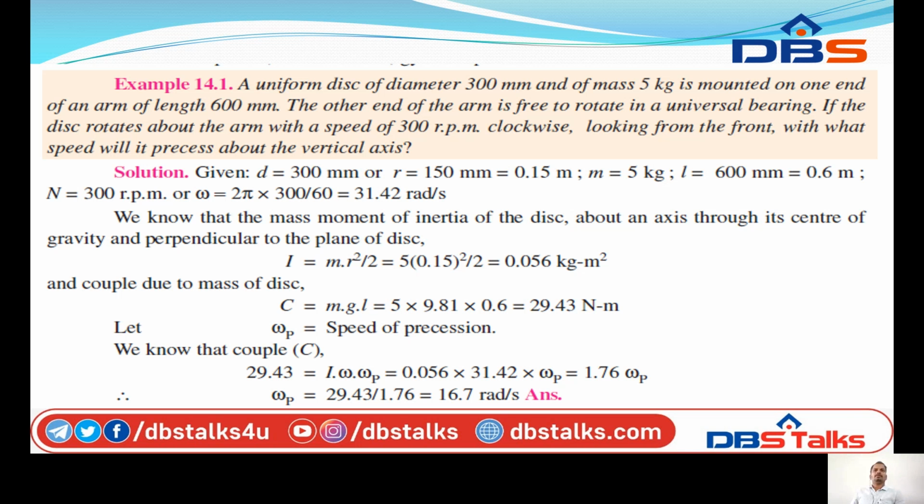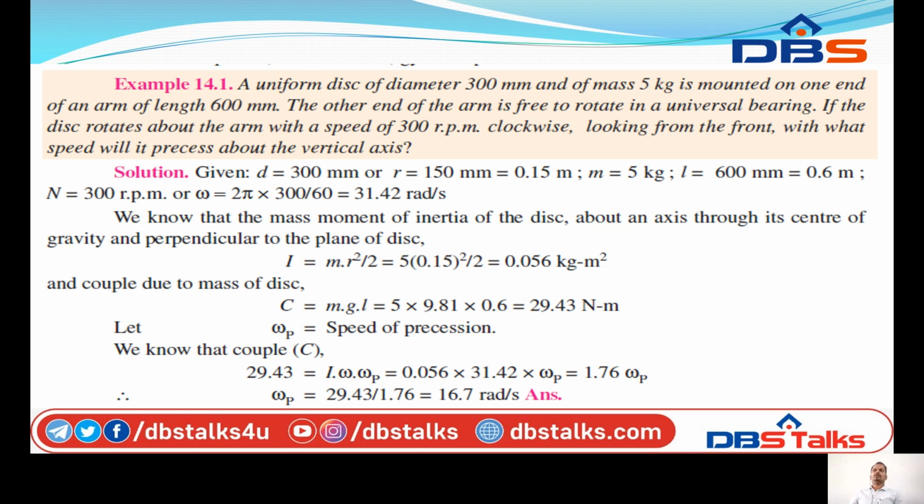As per the data, the diameter of the disk is 300 mm, the mass m is 5 kg, and the arm length is 600 mm. N is 300 rpm, so omega is equal to 2 pi N by 60, that is the angular velocity.